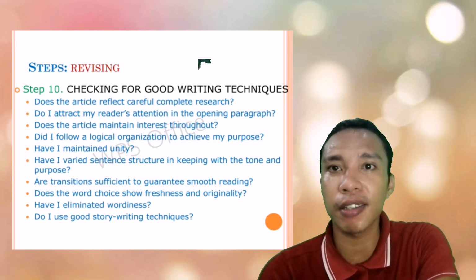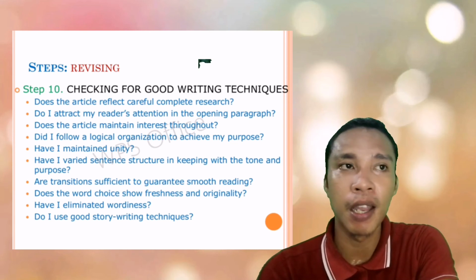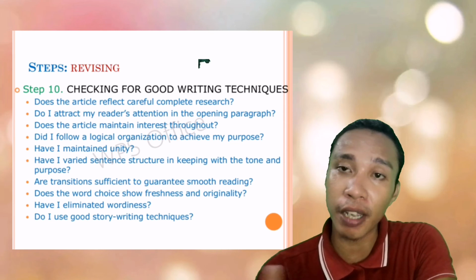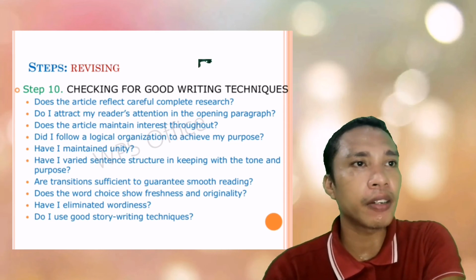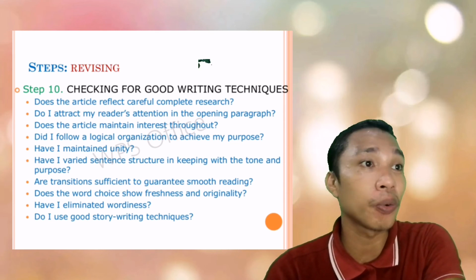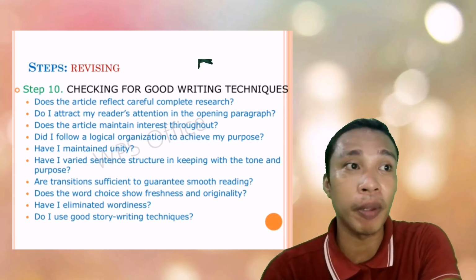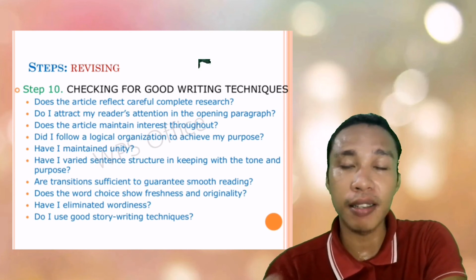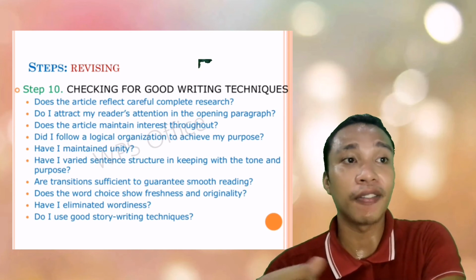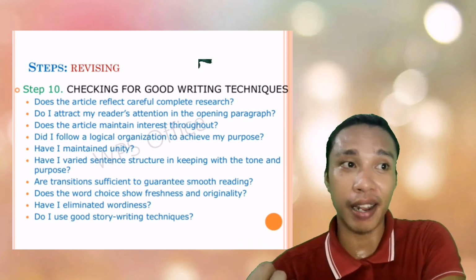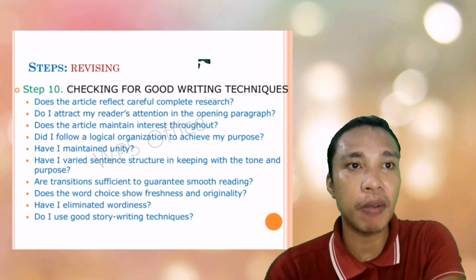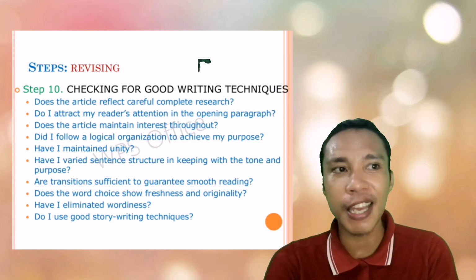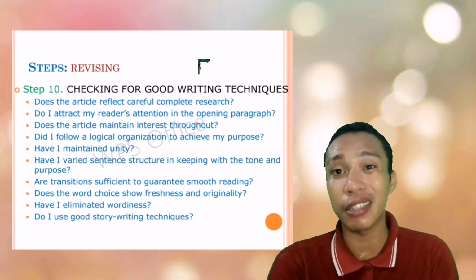So these are the questions that you might want to consider answering when writing a feature story, especially if you are on the revising part. Does the article reflect careful, complete research? Do I attract my reader's attention in the opening paragraph? Does the article maintain interest throughout? Do I follow a logical organization to achieve my purpose? Have I maintained unity? Again, it has to be united. Have I varied sentence structure in keeping with the tone and the purpose? Are transitions sufficient to guarantee smooth reading? Does the word choice show freshness and originality?